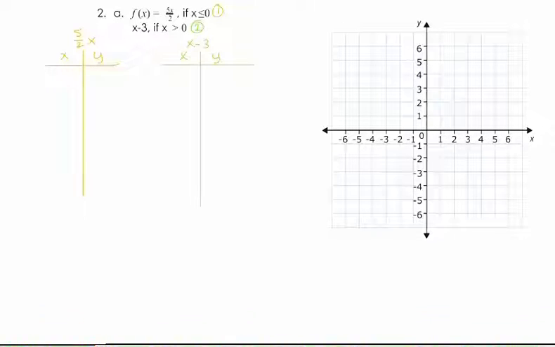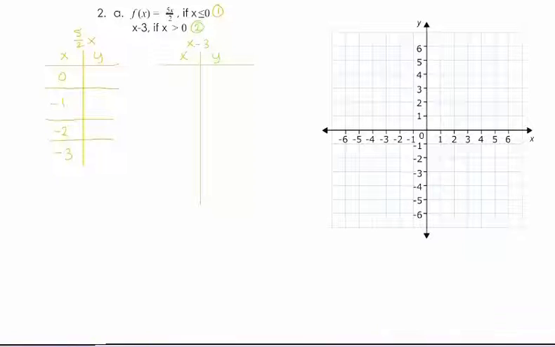So looking at our functions to determine our x values, looking at the first one, we can see that it is restricted by the fact that x has to be anything less than or equal to 0. So since it's equal to 0 as well, you can go ahead and include that point. You can do anything less than 0. So I'm going to go all the way down to -3 for this one.